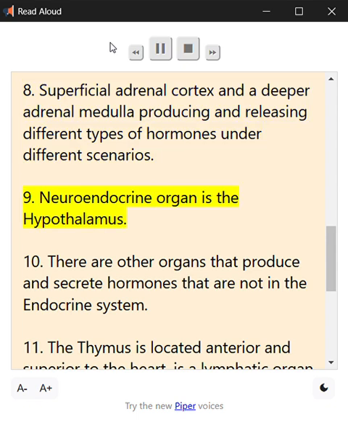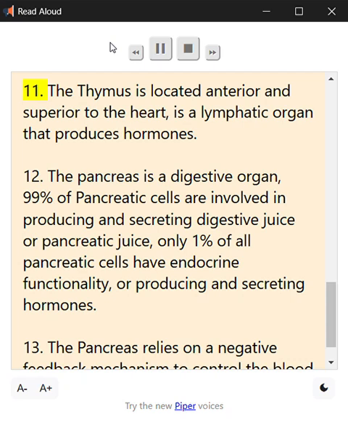9. Neuroendocrine organ is the hypothalamus. 10. There are other organs that produce and secrete hormones that are not in the endocrine system. 11. The thymus is located anterior and superior to the heart, is a lymphatic organ that produces hormones. 12. The pancreas is a digestive organ. 99% of pancreatic cells are involved in producing and secreting digestive juice or pancreatic juice. Only 1% of all pancreatic cells have endocrine functionality, or producing and secreting hormones.